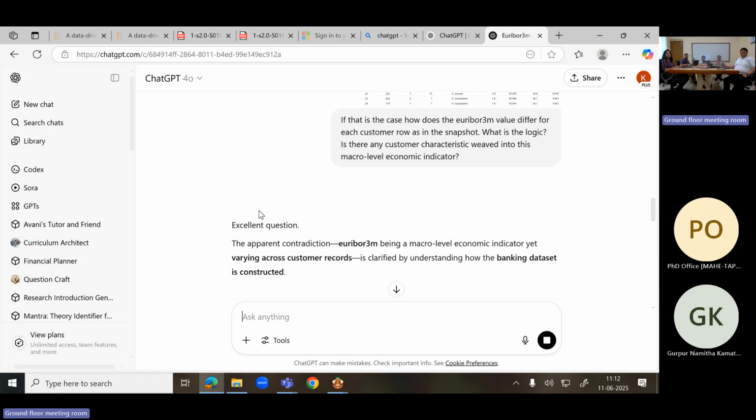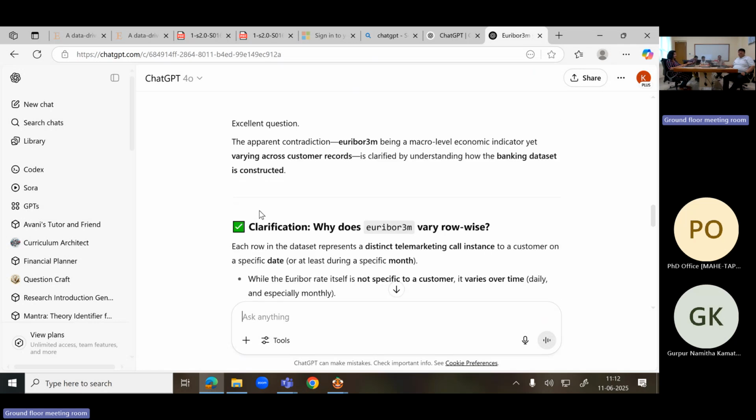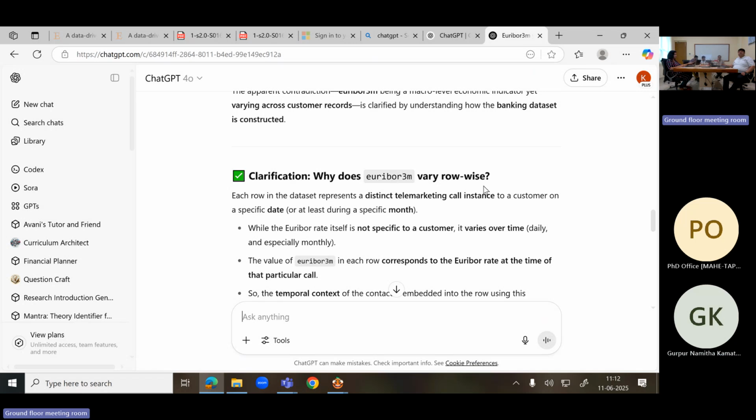Extremely good. Excellent question. Apparent contradiction. The Euribor being a macro level indicator yet varying across customer records is clarified by understanding how the banking dataset is constructed. Why does Euribor 3M vary row-wise? Each row in the dataset represents a distinct telemarketing call sent to a customer on a specific date, or at least during a specific month. Okay, this is simple.